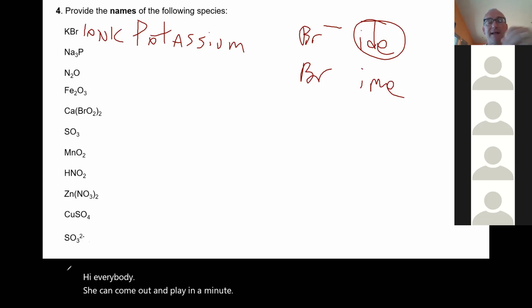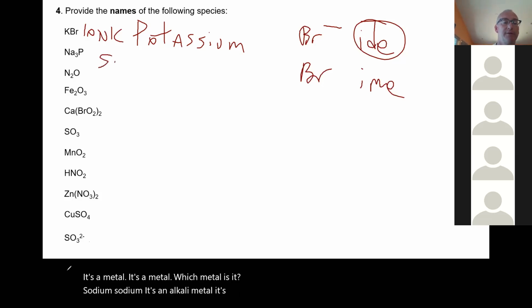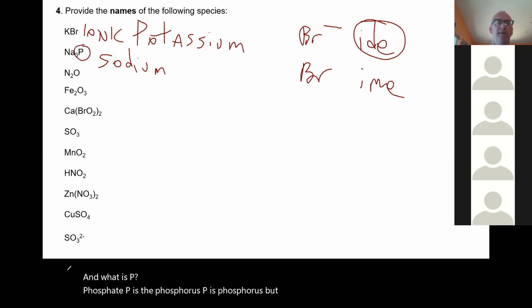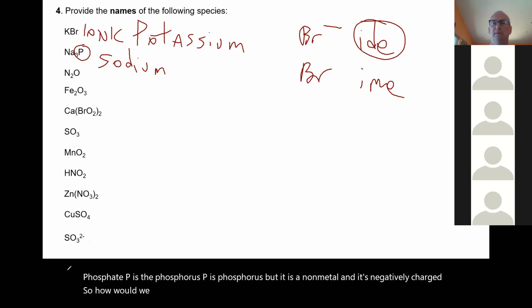All right, so Na, is that a metal or a non-metal? It's a metal. Which metal is it? Sodium. It's an alkali metal. It's way metallic. So we just write down sodium. And what is P? Phosphorus. P is phosphorus. But it is a non-metal and it's negatively charged. So how would we change phosphorus to ide?